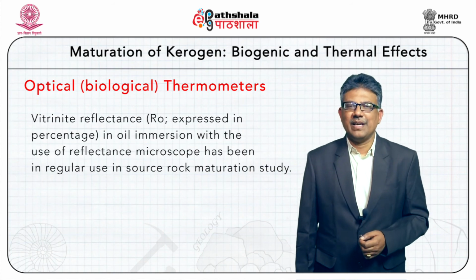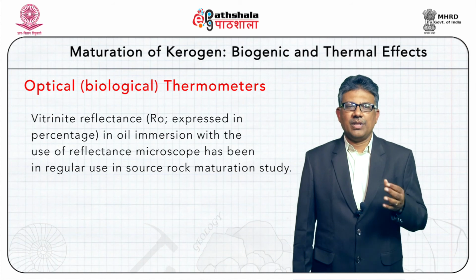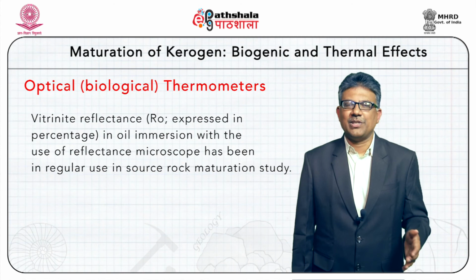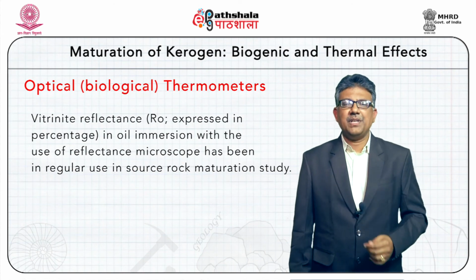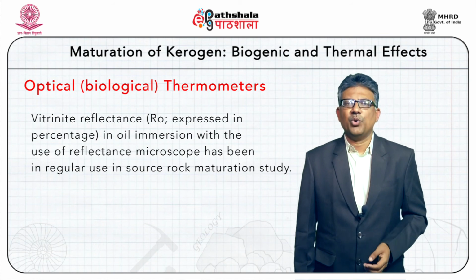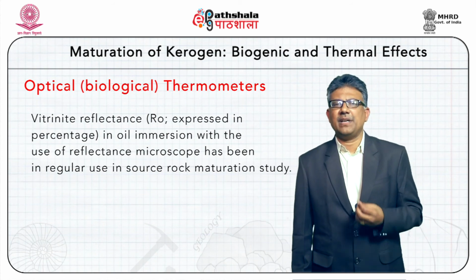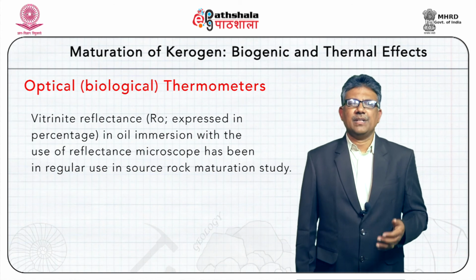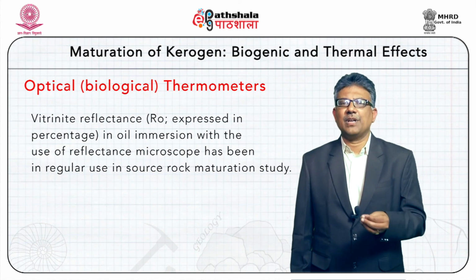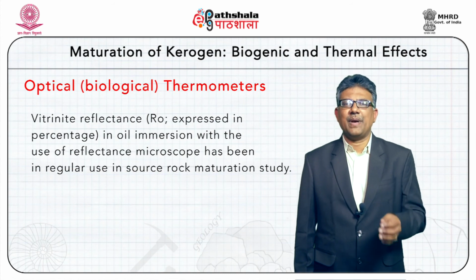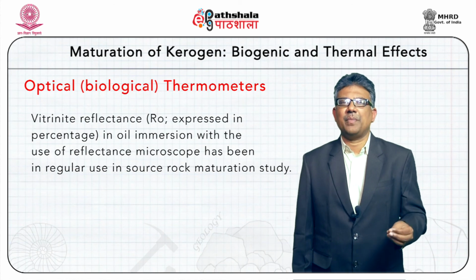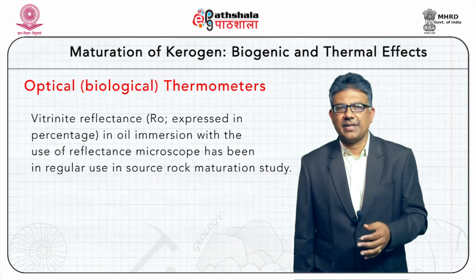Vitrinite reflectance in oil immersion, with the use of a reflectance microscope, has been in regular use in source rock maturation study. Now, vitrinite records maturation in its reflectance value, which is dependent both on time and temperature. Measurement of this value of representative samples with different mixed carbon contents allows reconstruction of a maturation gradient curve, the gradient of which is dependent on geothermal gradient and the sedimentation rate.